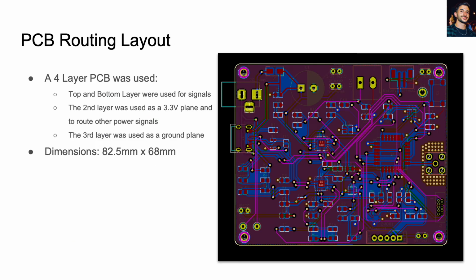This slide shows the PCB routing layout. A 4-layer PCB was used. Top and bottom layers were used for signals. The second layer was used as a 3.3 volt plane and to route other power signals. The third layer was used as a ground plane. The dimensions of the board came out to be 82.5 mm by 68 mm.